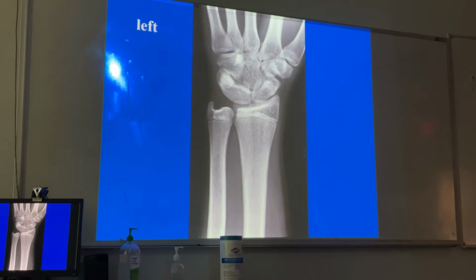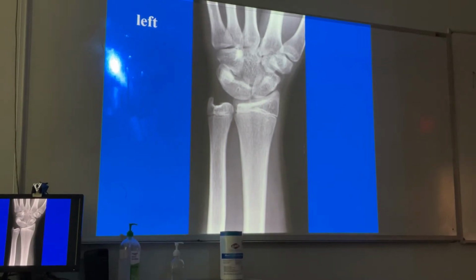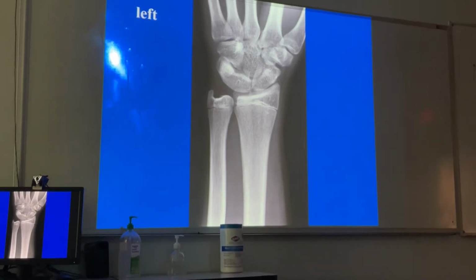Okay, which wrist? The left. Colorado. What did you say? Colorado. Oh. Okay, now why do we keep stressing that? That's how reports are done.